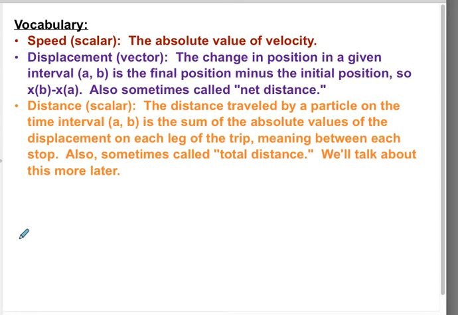We're going to talk about this a lot later on, but I wanted to introduce the concept that displacement and distance are different things so that when we see them later, we're not shocked. We're going to see a lot more of that when we learn integration in the second half of this course.